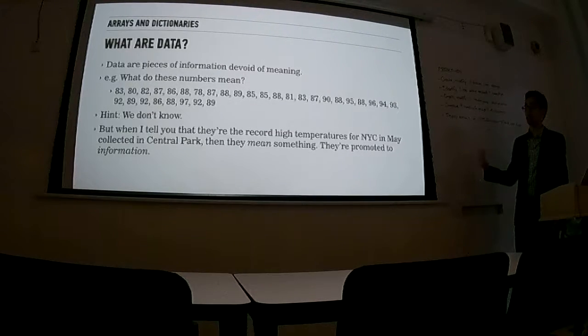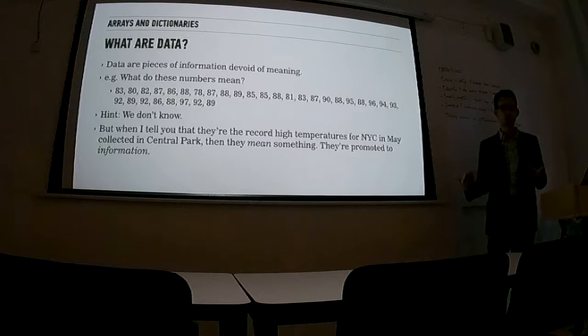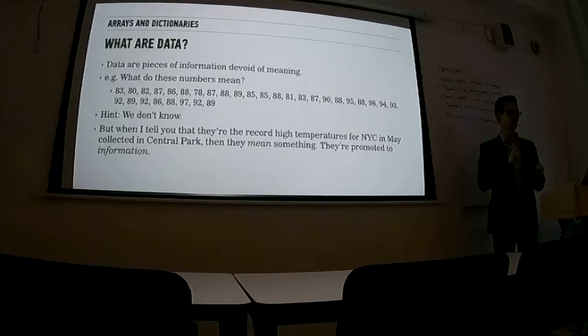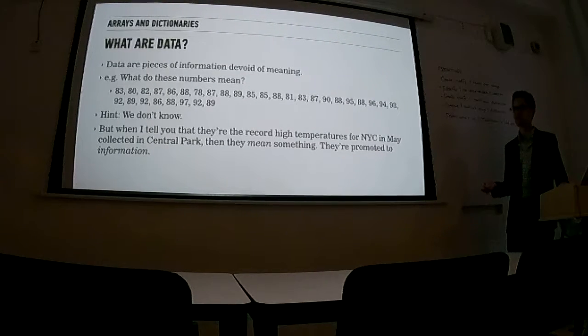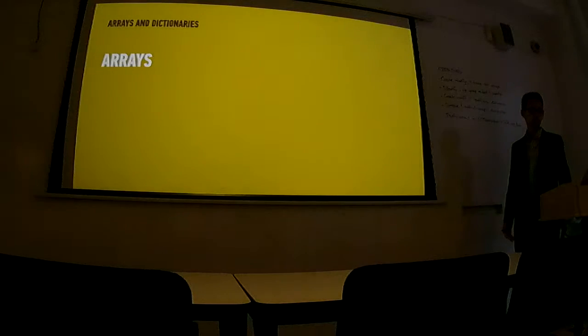But when I tell you that these are actually record high temperatures for New York City in May collected in Central Park, now it has meaning. Now it actually means something. We can draw conclusions from it. We can compare it to today's high and say, oh, did we break the record or not? We can reason about that. So they're instantly promoted to information. So when we talk about data and data structures, all we're talking about are really raw mechanisms to push data around and manage it. But we have to apply meaning to it in order to operate on that data in meaningful ways.